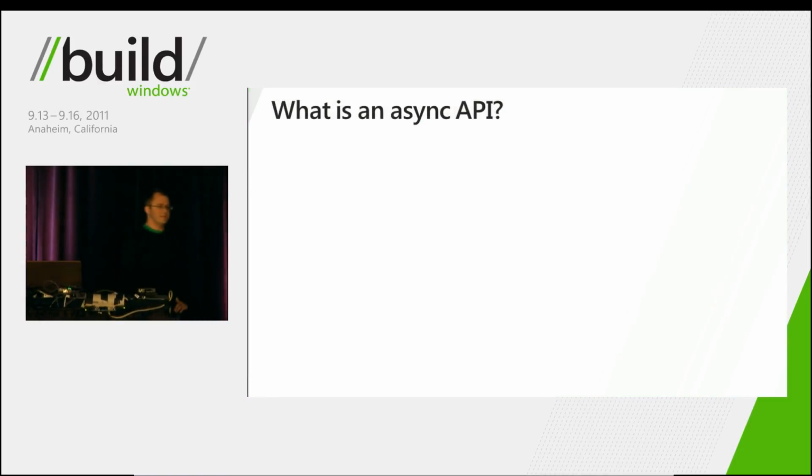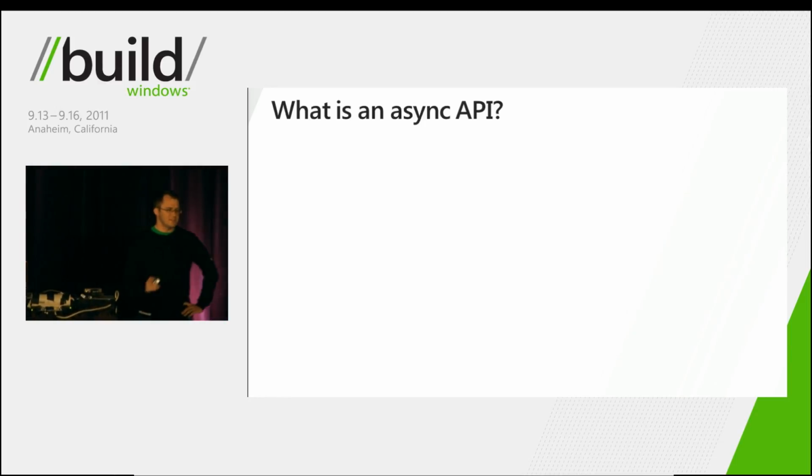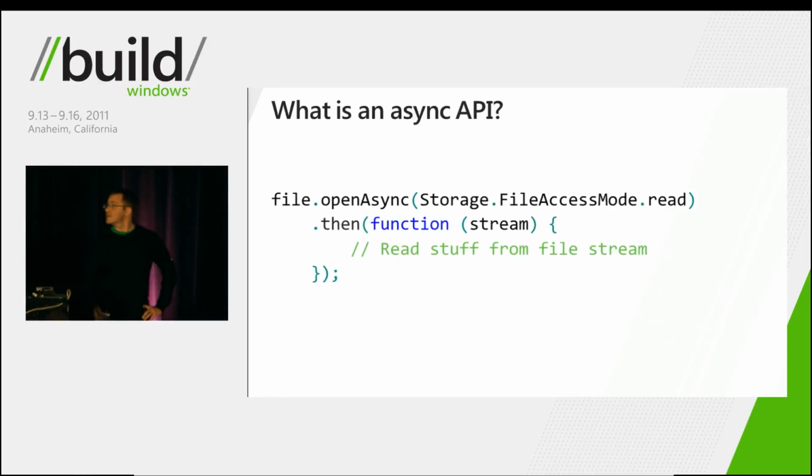Okay, so what is an async API? Well, you've probably seen a bunch of them. I'm going to start off with a JavaScript example. So this is an API, opens a file and gives you back a stream. And the key characteristic of an async API that makes it stand out from any other API is that it starts working, gives you back your thread, and then sometime later it calls you back. So there's a .then. You pass it in a callback, in this case function that takes a stream, because the result of the async operation is going to be a stream that accesses the file. And then you can do stuff with the stream, right?